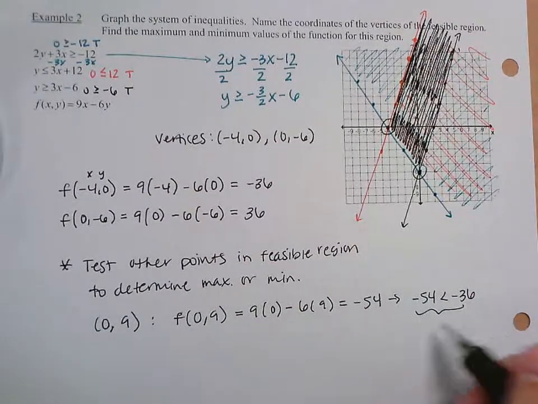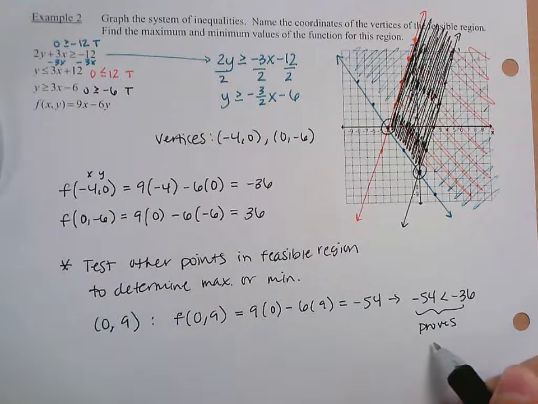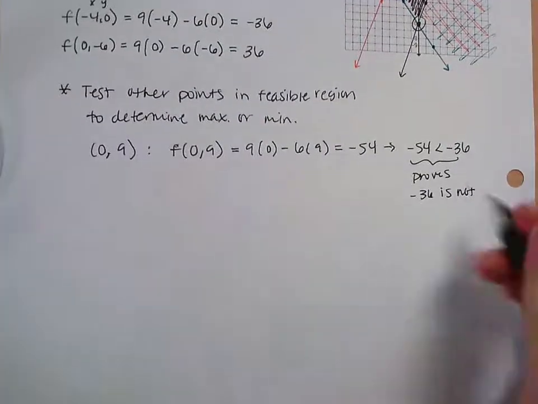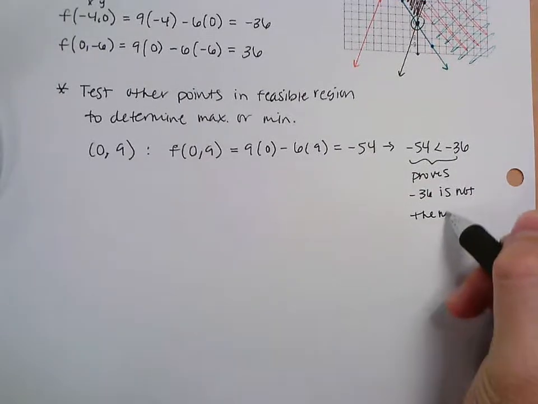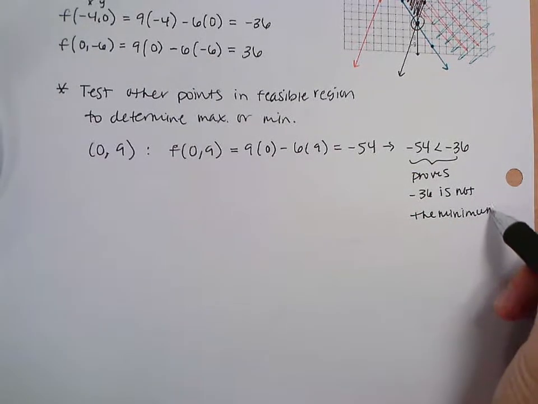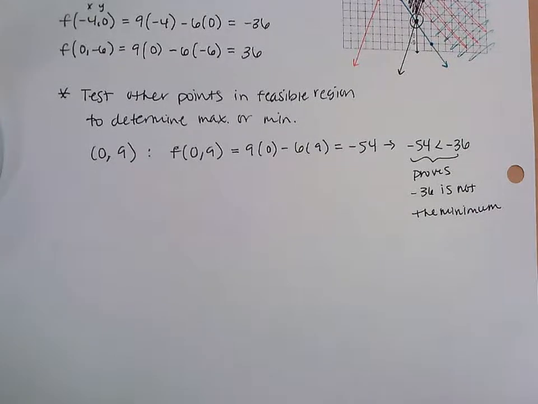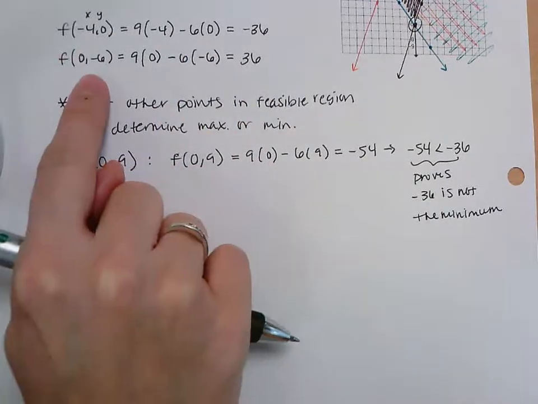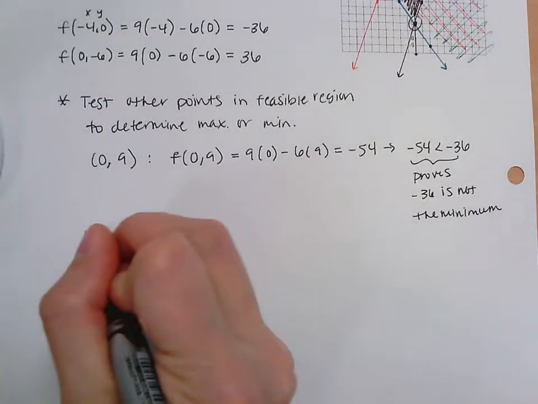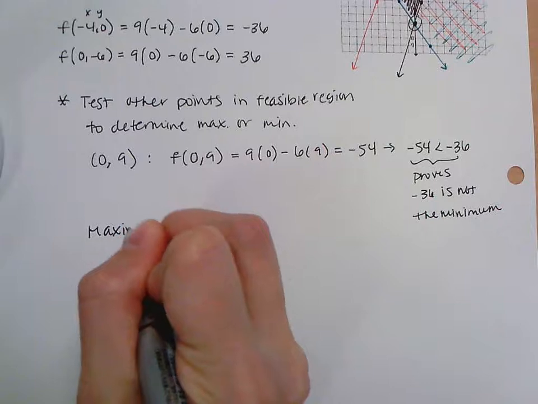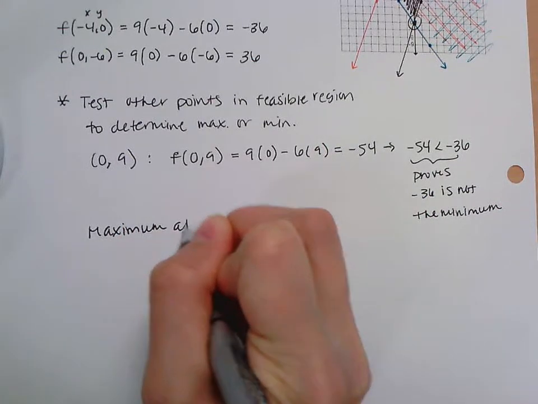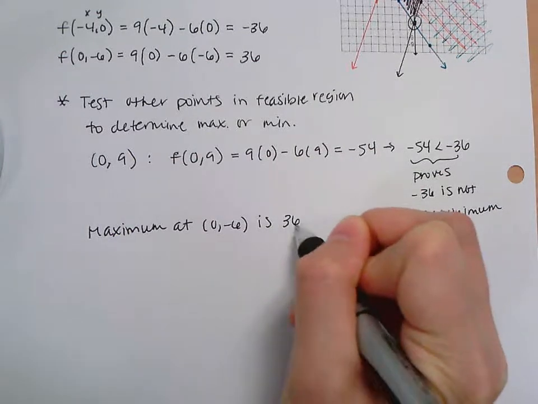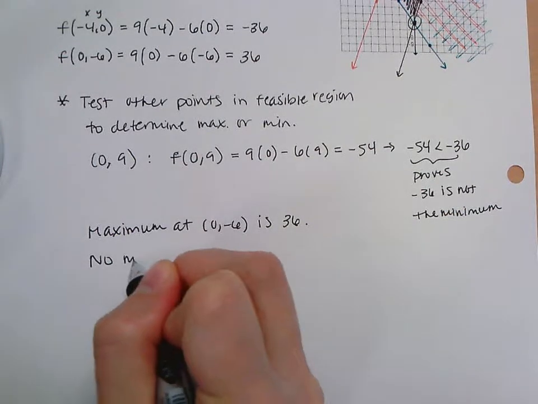So this right here proves -36 is not the minimum. And that means there is no minimum. So therefore, to answer this question, my maximum is 36, which occurs at 0, -6. So there's a maximum at 0, -6, and that is positive 36, and there's no minimum.